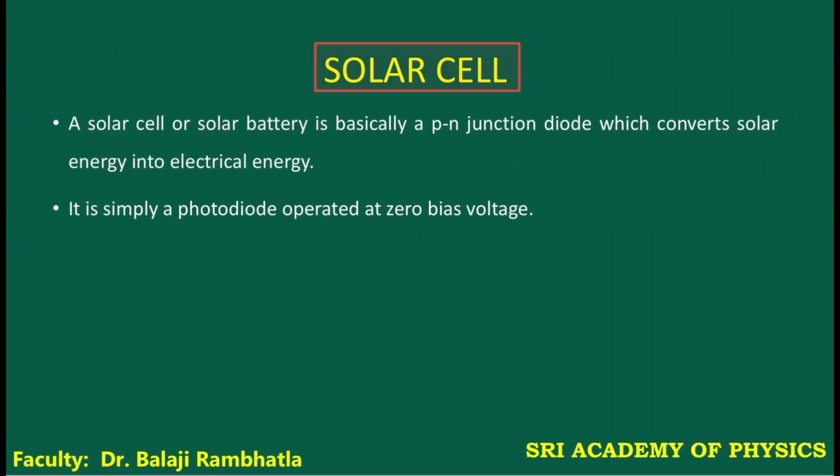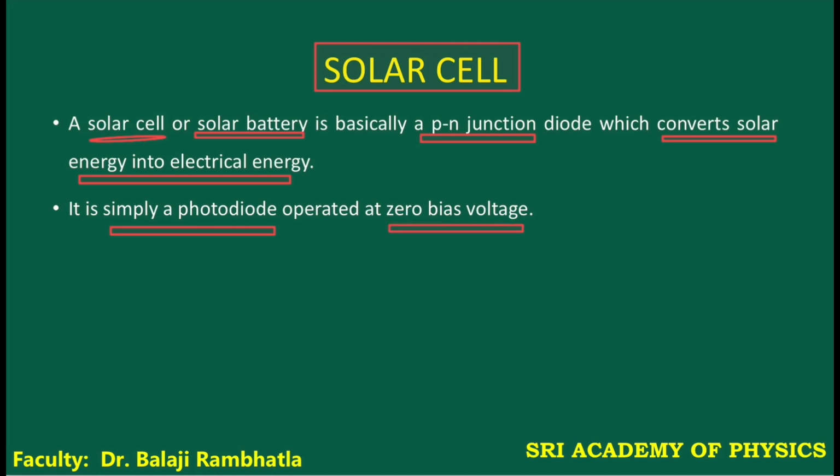What does a solar cell do? A solar cell is nothing but a specially designed PN junction diode, which converts solar energy into electrical energy. This we all know. So a solar cell or solar battery is basically a PN junction diode which converts solar energy into electrical energy. So a solar cell is simply a photodiode and it is operated at zero bias voltage.